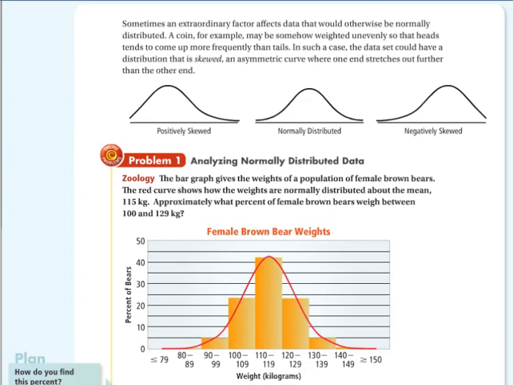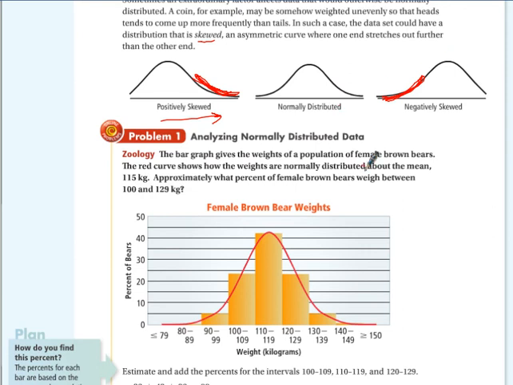Sometimes there are extraordinary factors that affect the data. A coin, for example, may be somehow weighted unevenly so that the heads tends to come up more frequently than the tails. When this kind of thing happens, data can be skewed. The skewed end is towards the tail. It's not towards the data. So if we look right here, positive is this direction. This is where the tail is, so it's skewed in that direction. This is normal. And then here, you can see the tail is skewed on the negative side. So it can be skewed one direction or the other.